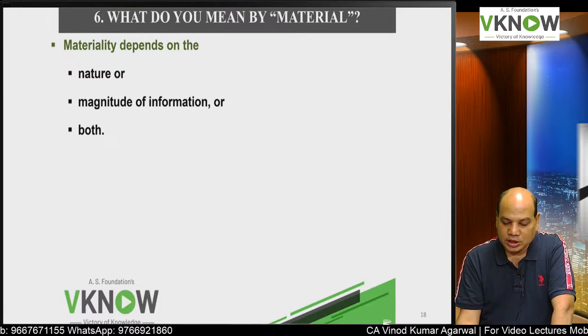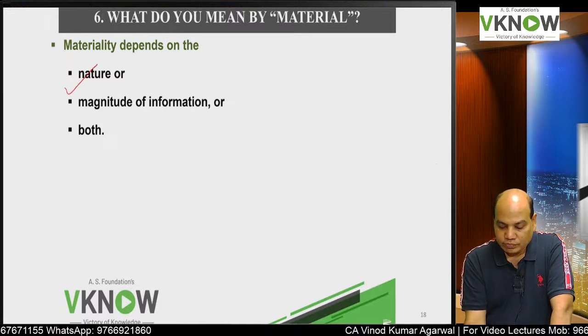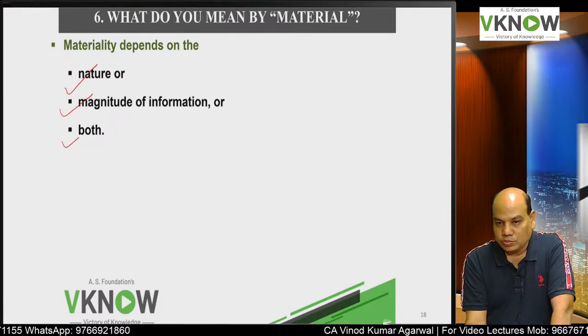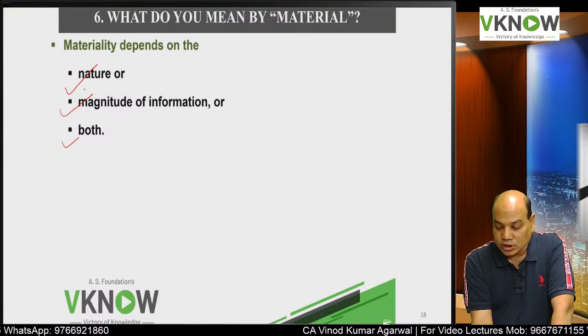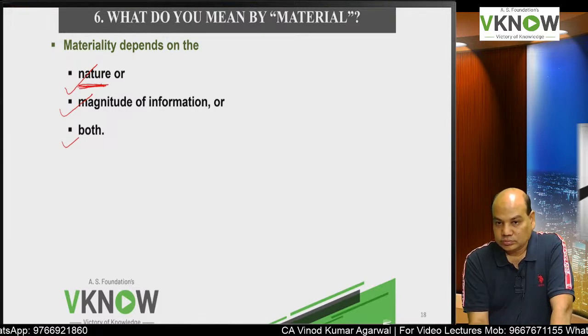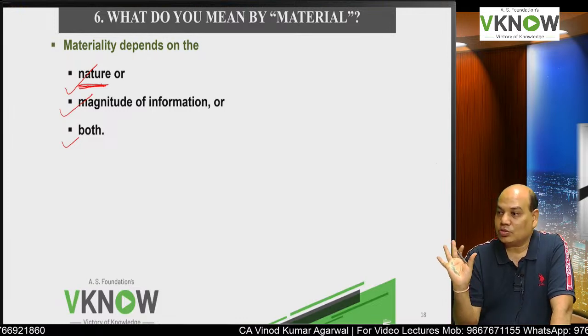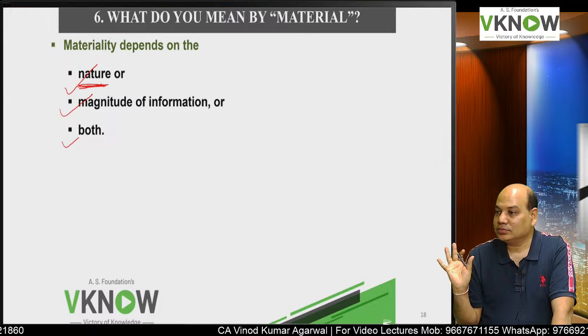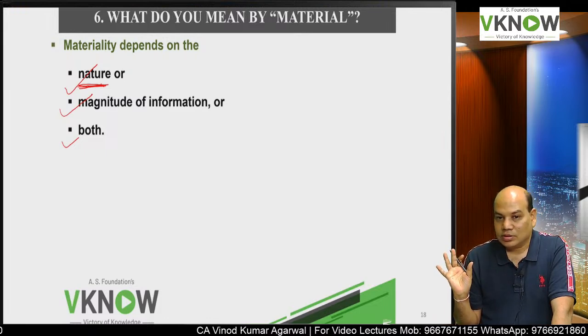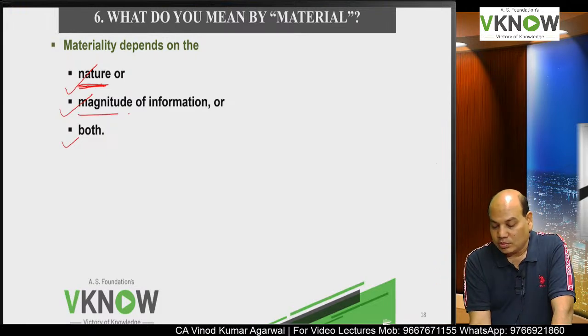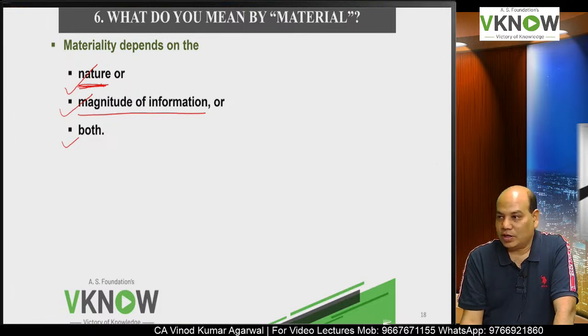So many times materiality depends on the nature, the magnitude, or both. So if there is an undisclosed income, then the fact that it is undisclosed income itself is material, but sometimes the amount can be the deciding factor.